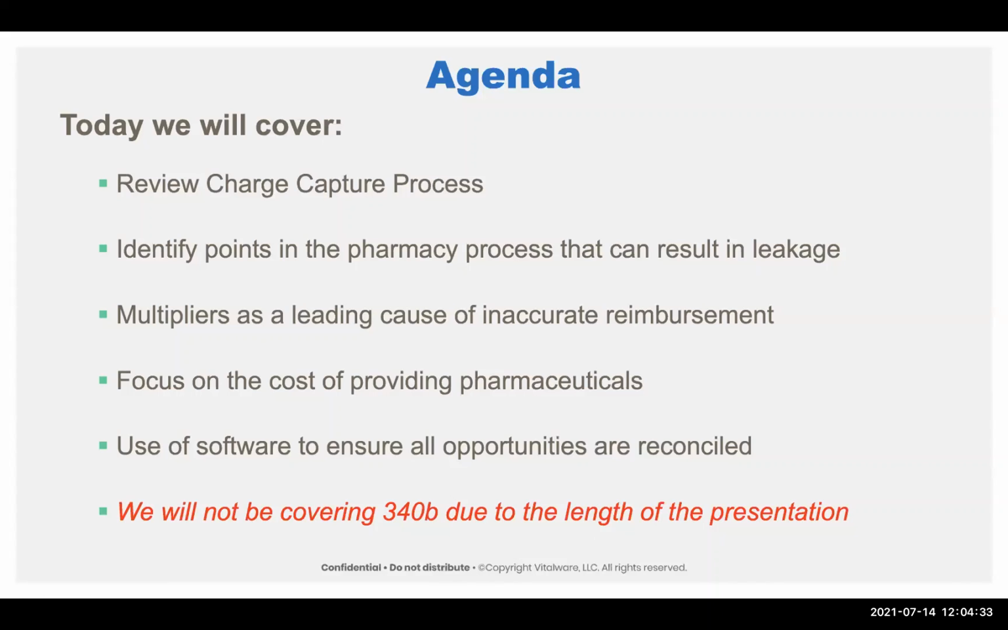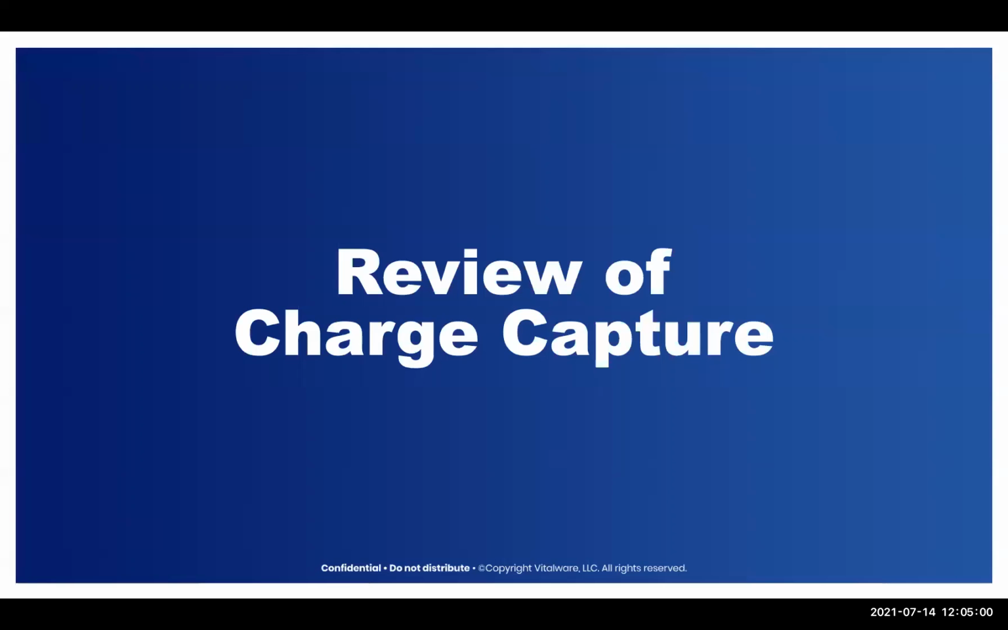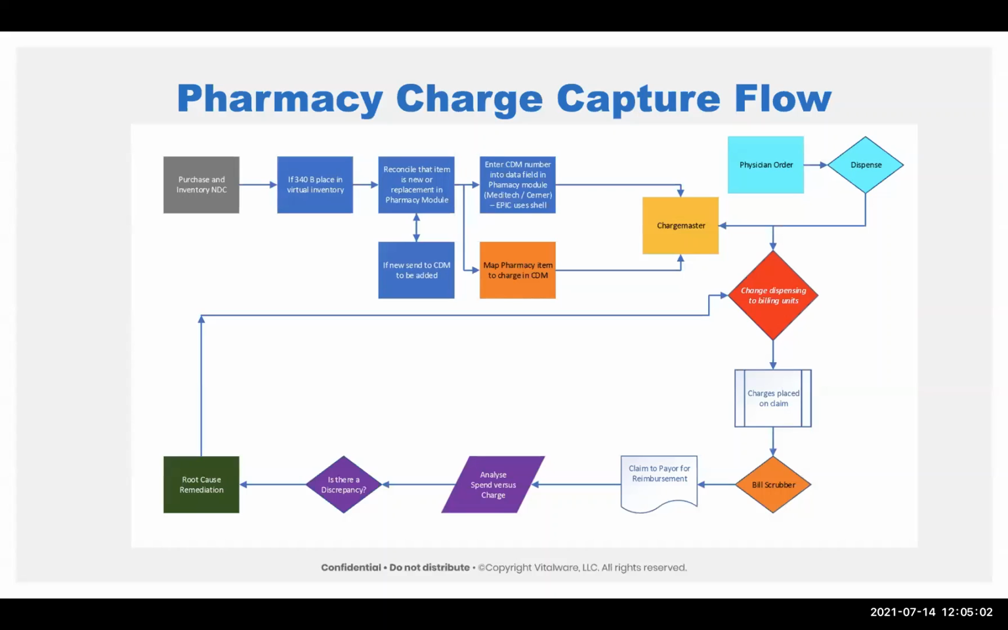We will not be covering 340B today because that could be a 7-day seminar in and of itself. So please excuse us for just popping over that one. The objectives are to say why cost is relevant, understand potential loss areas such as CDM and mapping, which is, in my experience, the number one reason we have failed charges, why multipliers matter, and then, of course, the usual JW implication.